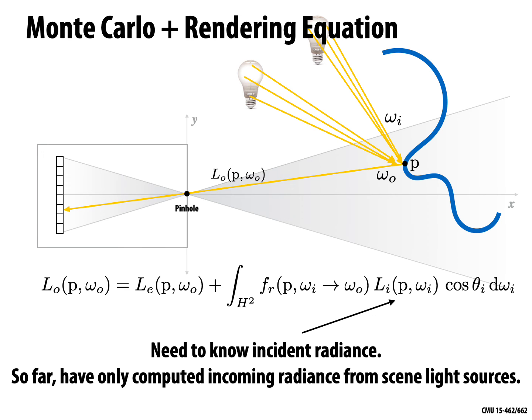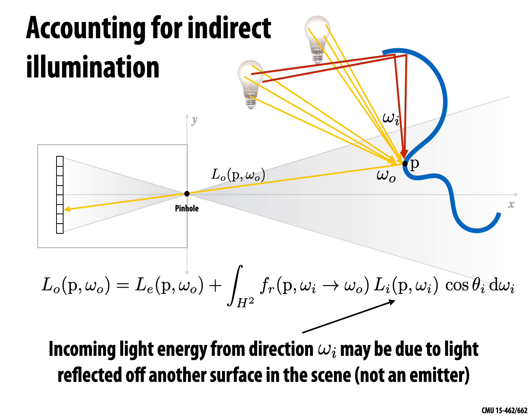So here we return to the Monte Carlo rendering equation, right? Which says, okay, we've got some lights in the scene, we've got some surfaces, the light's going to hit the surfaces, bounce around, and eventually hit our sensor. Well, the basic thing we need to know when we're estimating this integral on the right is the incident radiance. So far, we've only computed incoming radiance from light sources. Now we want to account for indirect illumination, right? This incident radiance might be due to light reflected off another surface in the scene. And that light might have come from light reflected off a different surface in the scene, and so forth.